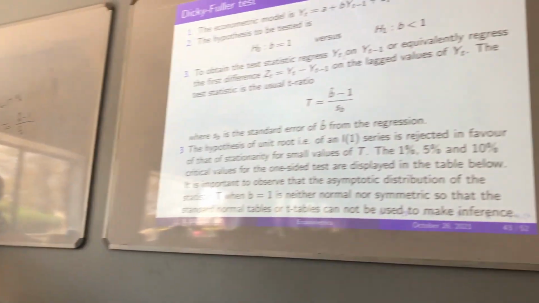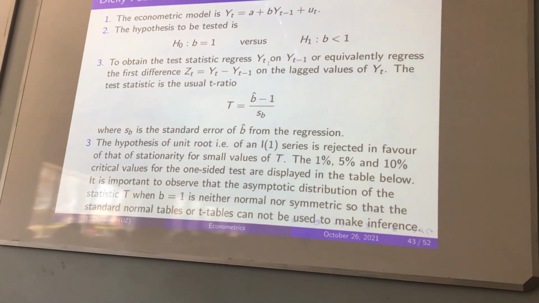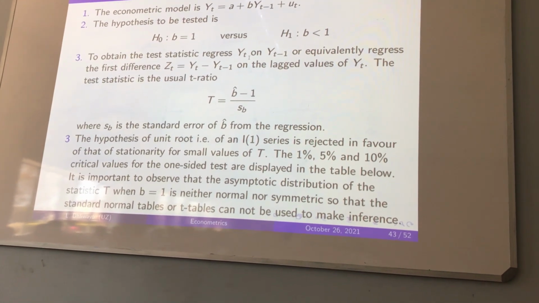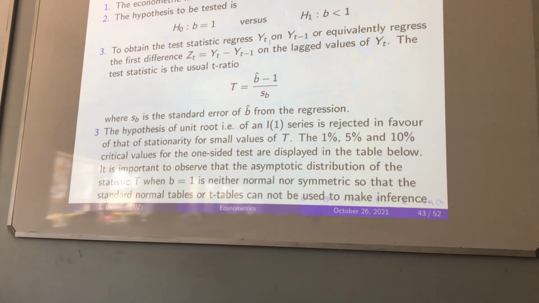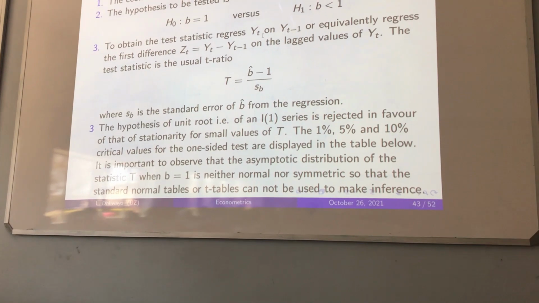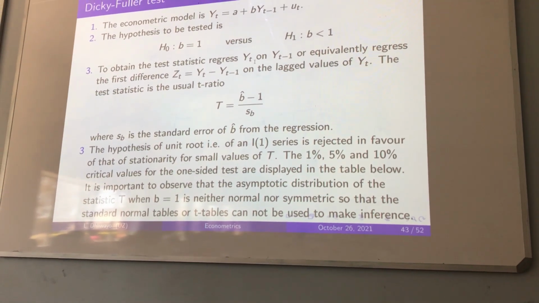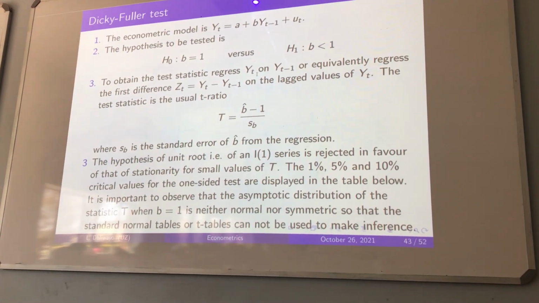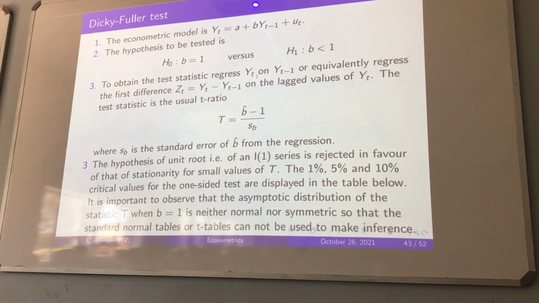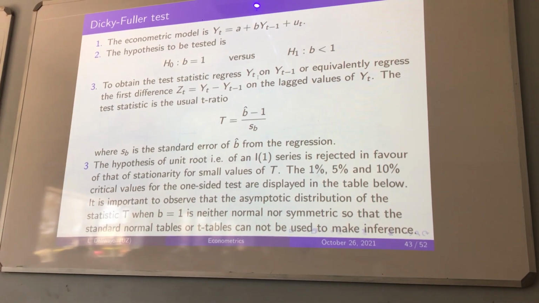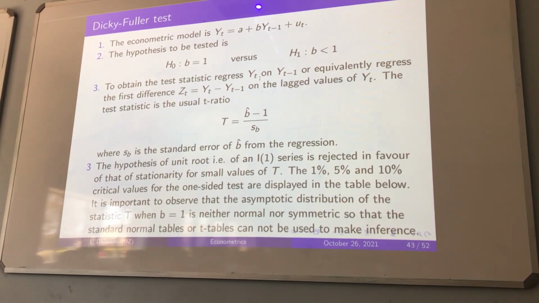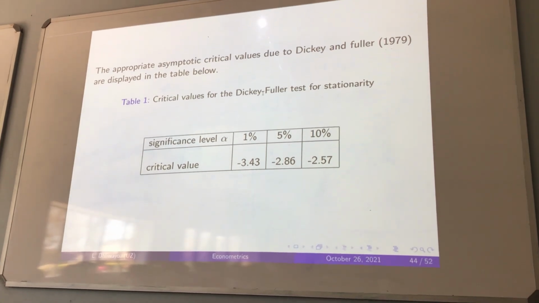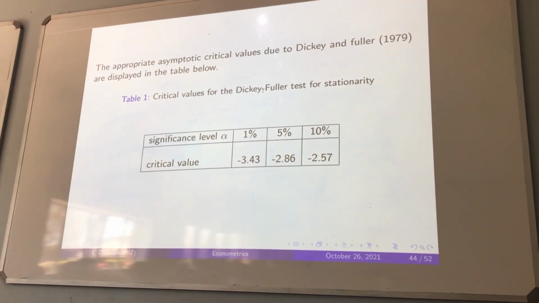The 1%, 5%, and 10% critical values for the one-sided tests are displayed in the table below. You don't have them in our statistical tables, so normally they will be provided. It is important to observe that the asymptotic distribution of the statistic t when b is equal to 1 is neither normal nor symmetric, so the standard normal tables or t tables cannot be used for inference. So these are the critical values at 1%, 5%, and 10%.